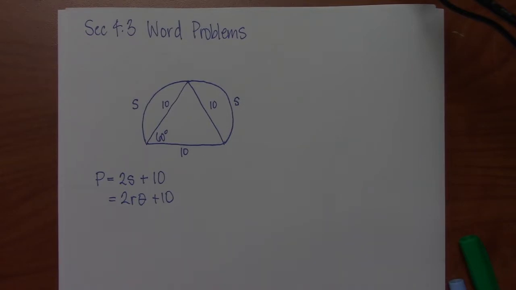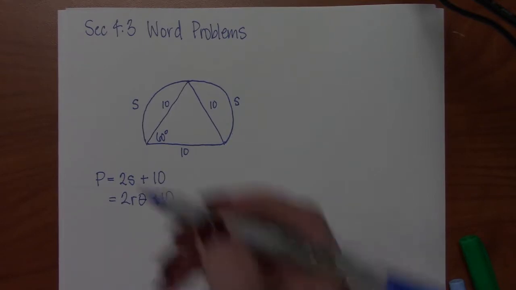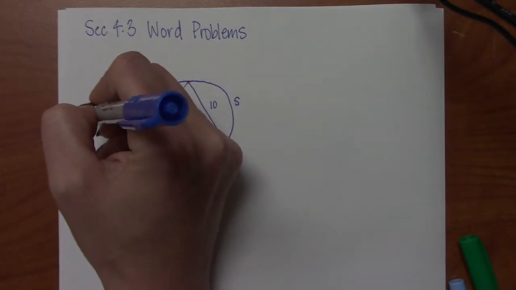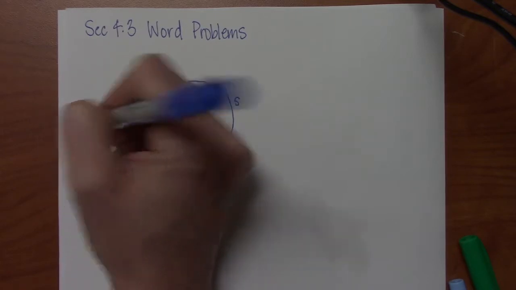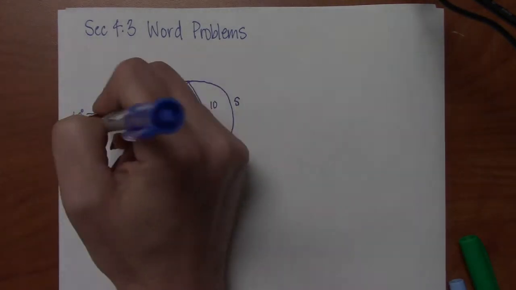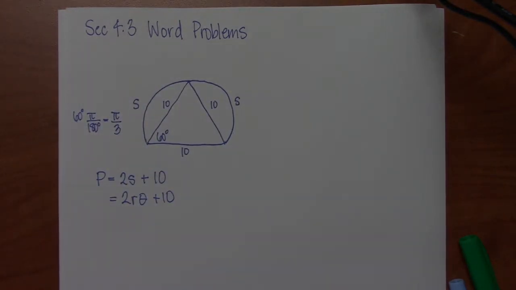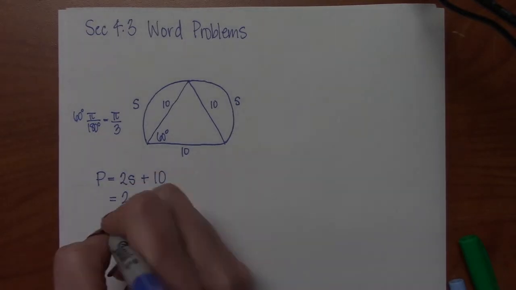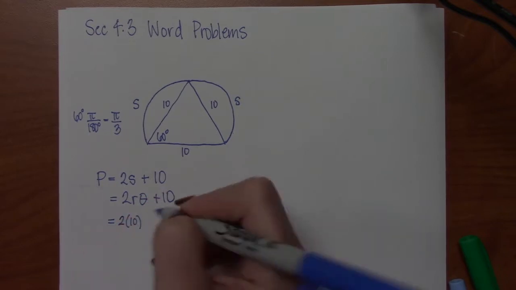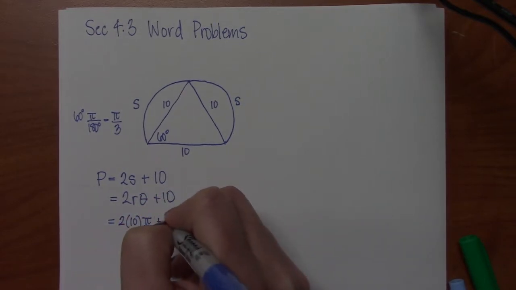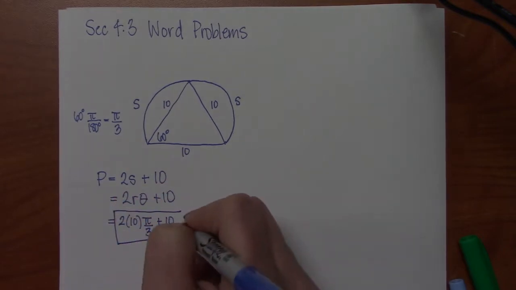But when you calculate arc length, you have to use radians. So if we want to convert 60 degrees into radians, we know that 180 degrees is pi radians. Degrees are going to cancel, and so our angle is pi over 3. And if you try to put your calculator in degree mode and just say I'm going to plug in 60, it's not going to work, because the calculator doesn't recognize the 60 degrees unless it's inside of a trig function, okay? So you would have to convert this to radians. So our perimeter is going to be 2 times 10 times pi over 3 plus 10. And this is your exact answer.